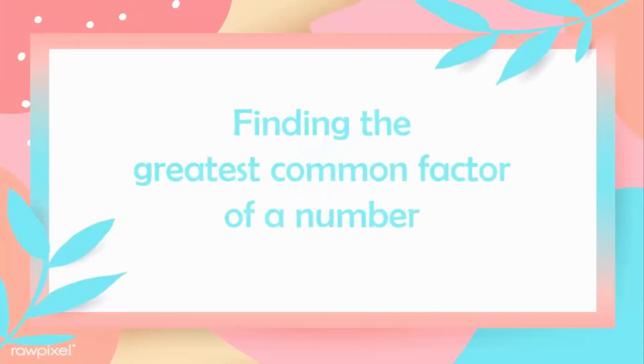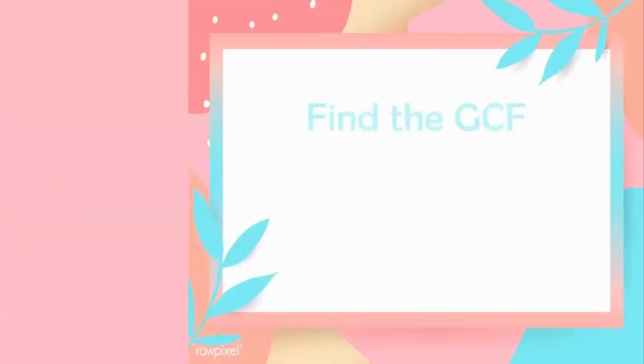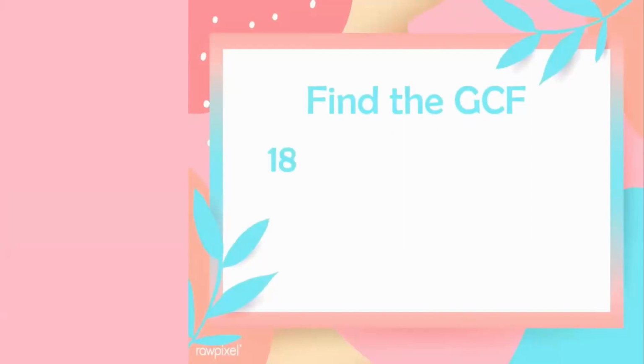Let us first find the greatest common factor of numbers. This is just a review before we go to factoring polynomials using their greatest common monomial factor. Remember when you were in grade school, how do you find the GCF of two numbers? You have 18 and 24. Let's try the listing method.